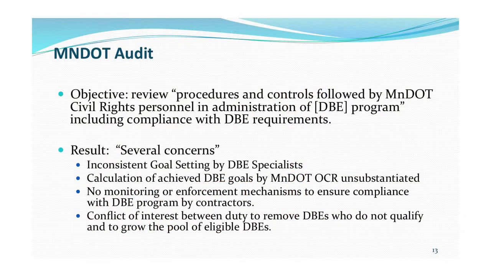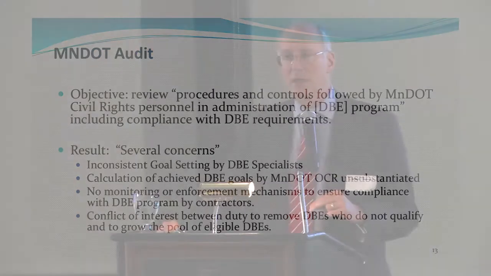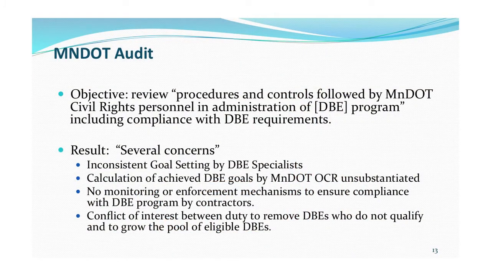Well, they undertook a procedure review, and they had several concerns. The first, that there were inconsistent goal settings by their DBE specialists. In other words, they weren't being performed to any recognized statistical standard on a consistent basis, and that poses constitutional problems. The calculation of achieved goals was unsubstantiated. There's no adequate monitoring or enforcement in place, and there's a conflict within the department to remove DBEs that aren't properly certified or don't provide CUF, and yet to add them to grow the pool so that they have a successful program.